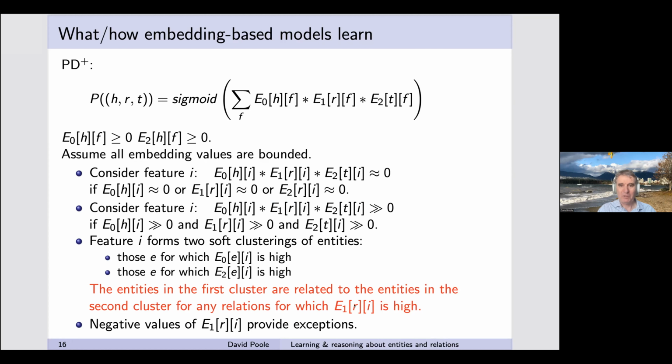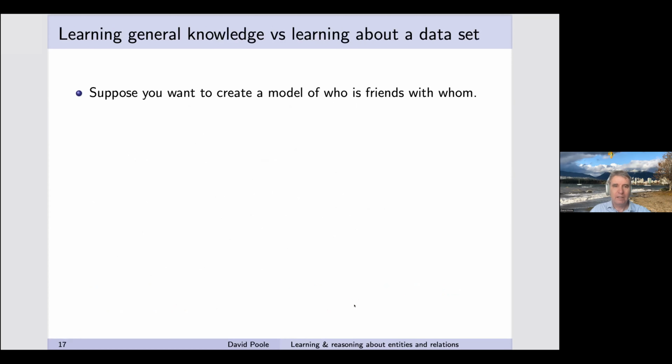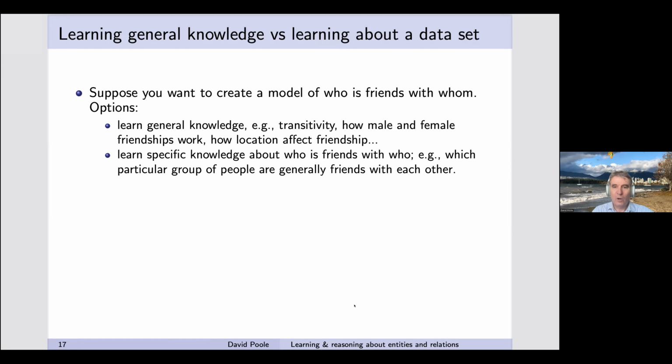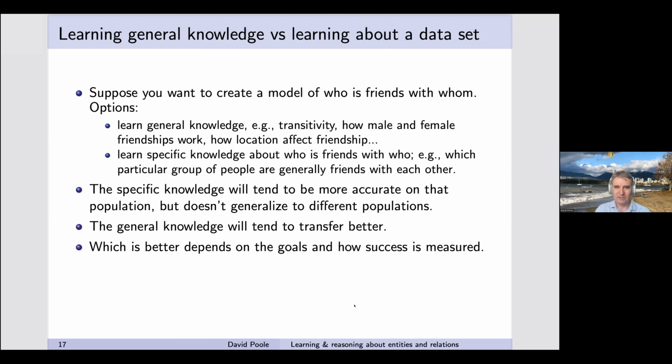Okay, that was probably the most dense slide I have. All right. Now, let's suppose we want to construct a model of who is friends with who. There are 2 things we could do. We could learn general knowledge: transitivity, how male and female friendship works, how location affects friendship. We could learn all these very general things. Or we could learn specific knowledge about who is friends with who, which particular group of people are generally friends with each other. So there's 2 different choices: one where you learn general knowledge, and one where you learn specific knowledge.